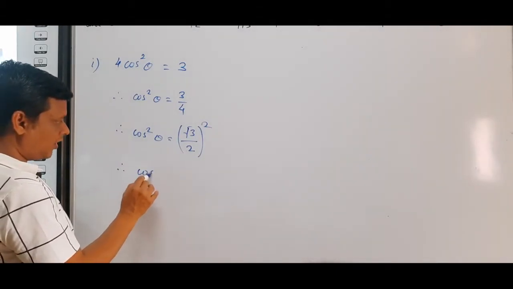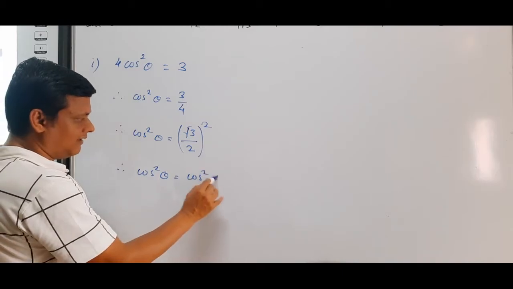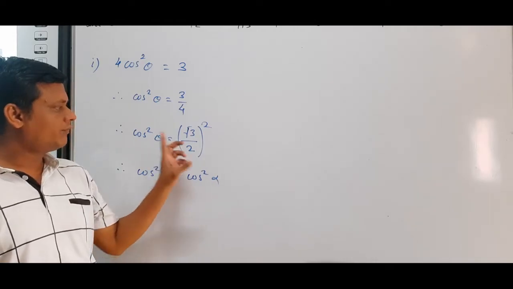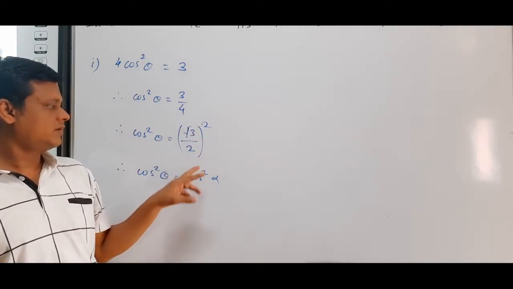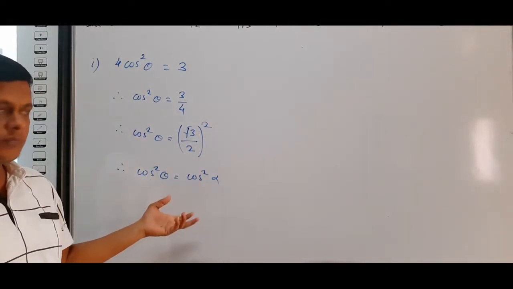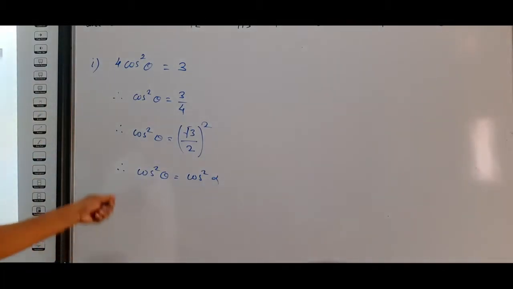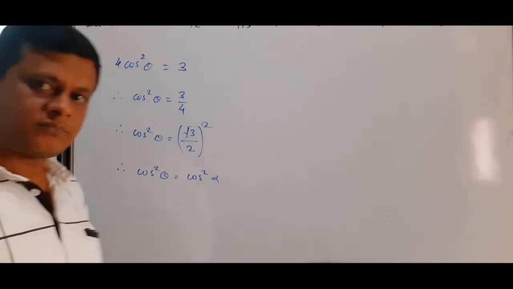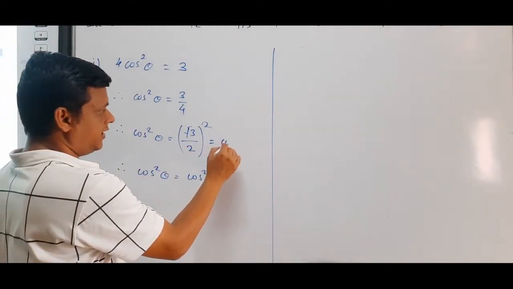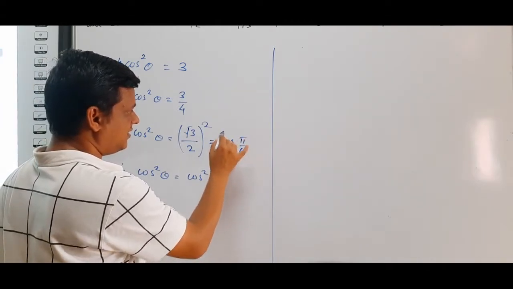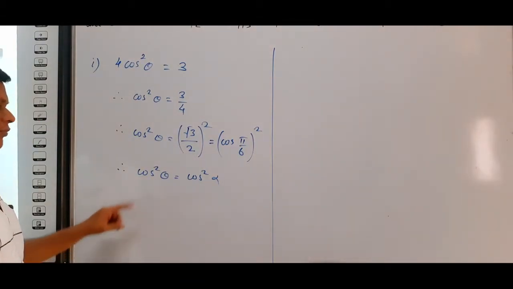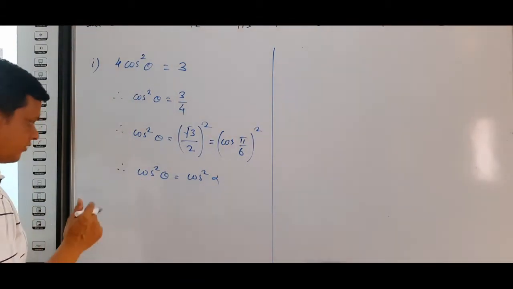Now cos square theta is equal to cos square alpha. We have a general solution for this type, so we have to find for which angle we get the value root 3 by 2 for cos. From the table you can find cos 30 is root 3 by 2, so we write here cos pi by 6, its square. That means we have to find the general solution for this form, cos square theta equals cos square alpha.